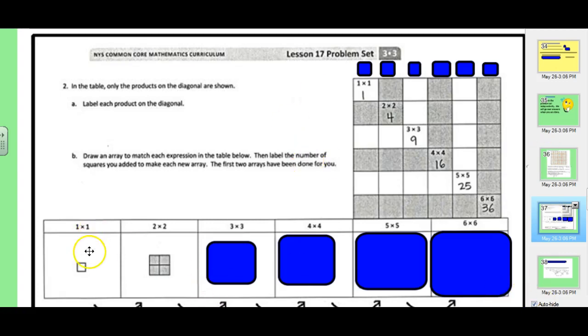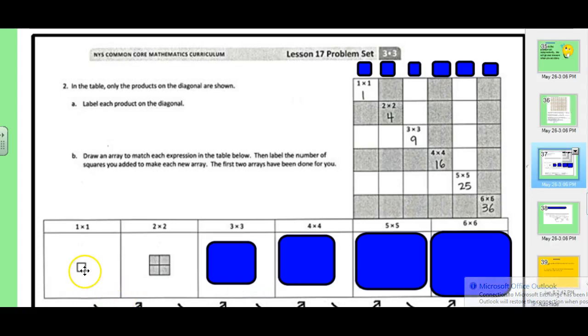So they've already done 1 times 1 for you. If you were drawing an array for that, it would just be 1 square in 1 row. And now 2 times 2 would be 2 rows with 2 in each row. And you notice right here that from this to this, the difference in the number of squares is 3. They had 1 right here, and to go here, they added 3 more squares to get there. So we're going to continue drawing arrays for each one of these, and you're going to see how many more squares they added to each one whenever we drew a new array.